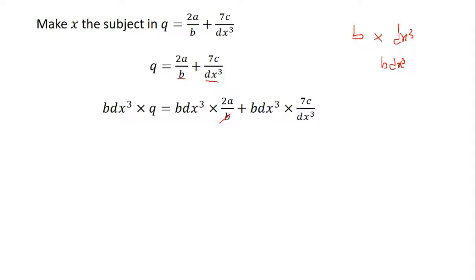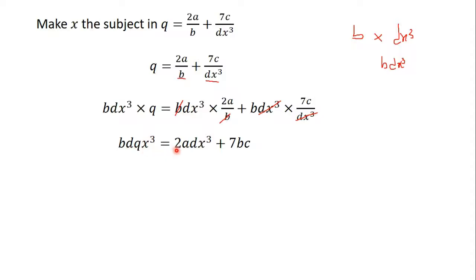So b will cancel b here. dx exponent 3 will cancel dx exponent 3. Okay, let's go on with our multiplication. b dx exponent 3 times q will give us b dq x exponent 3. If you watch the video on multiplication of algebraic expressions, you understand why the letters were arranged this way. You have to arrange them in alphabetical order. So b dq x exponent 3.